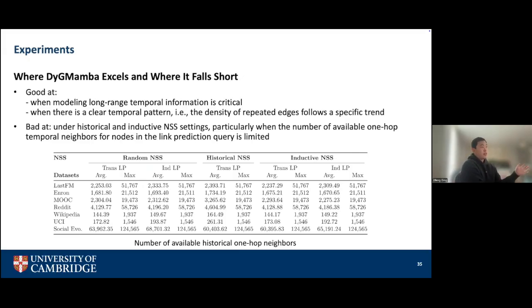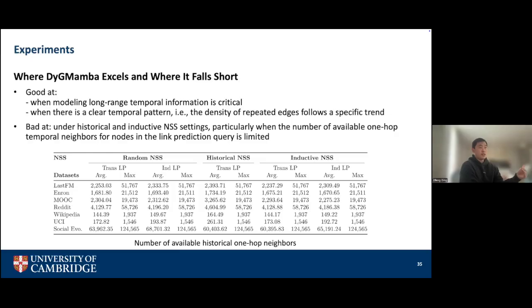And we also discussed where our model can excel and where it will fall short. We first found that our model is very good at modeling long-range temporal information. And it is also very good in cases where there's a clear temporal pattern. Remember our synthetic datasets, where the density of repeated edges follows a specific trend. However, it is also bad in some cases.